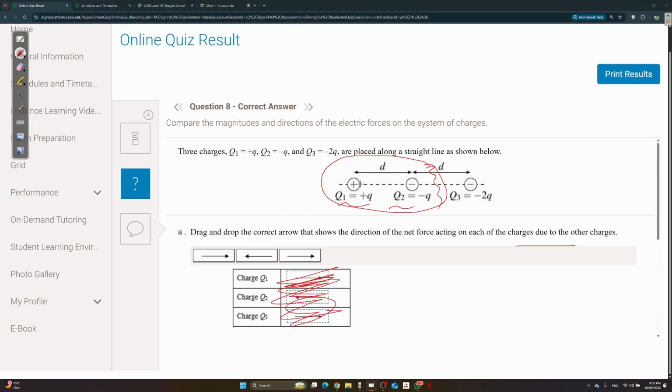They attract. So the direction of force on Q1 is going to be to the left or to the right, if they're going to attract? To the right. Why? Because it's attracting. Q2 is going to be to the left because it also repels from Q3. Let's forget about Q3 for a sec. Q1 and Q2 attract each other. And then Q3 is to the right because it's repelling from Q2. Perfect. So over here, these are the answers: right, left, right.